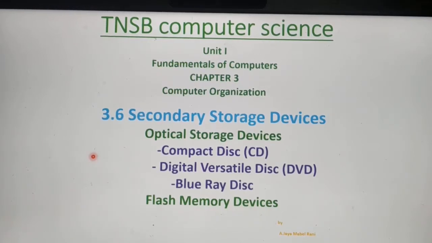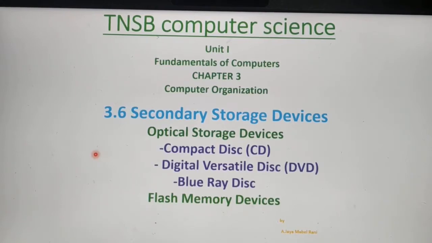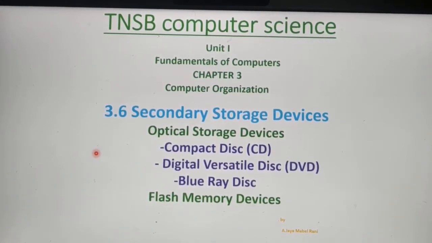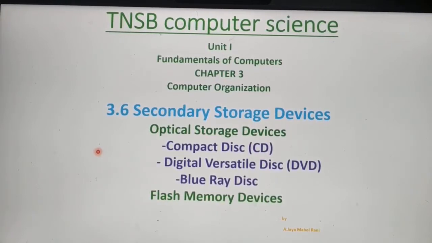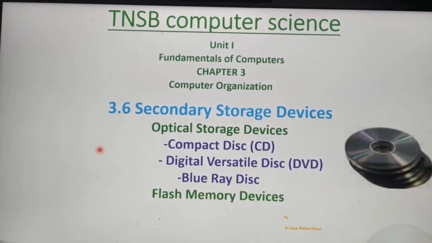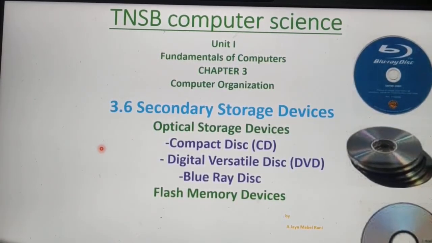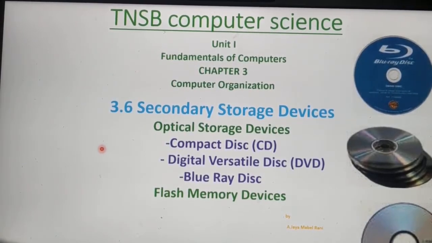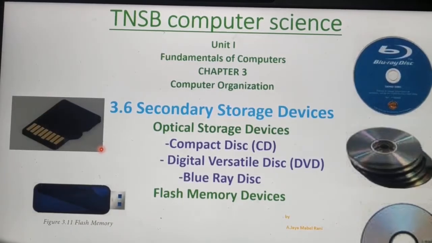In this video, we are going to see about two different types of secondary storage devices. First one is optical storage devices. Here given three different types of storage devices like compact disc, digital versatile disc and Blu-ray disc. Then the second one is flash memory devices. Here given two different types of memory devices like pen drive and memory card.